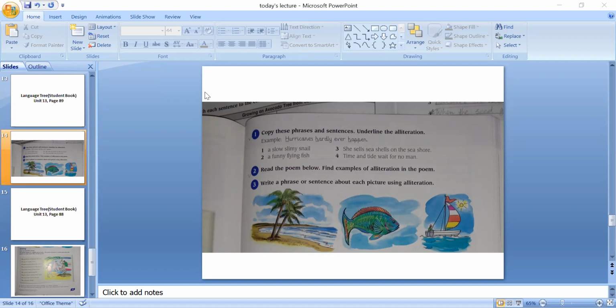Now the second phrase. A funny flying fish. Funny has the fur sound, flying, fur sound, fish, fur sound.